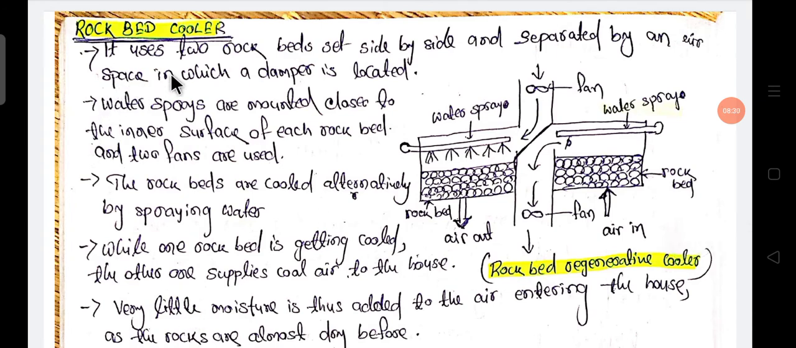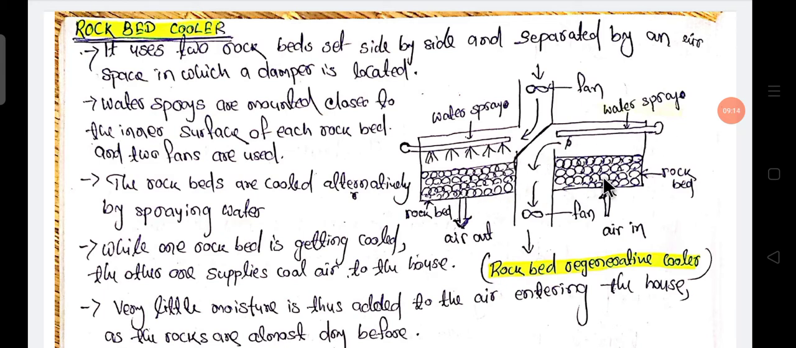Here is what happened. This is the rock bed cooler. There are two rock beds, and they are separated by one air ventilation or air passing wedge. This air comes from the building, and both chambers of the rock bed have two water sprayers.